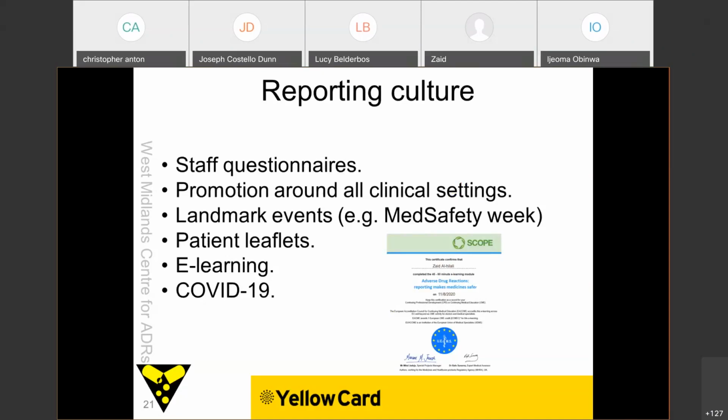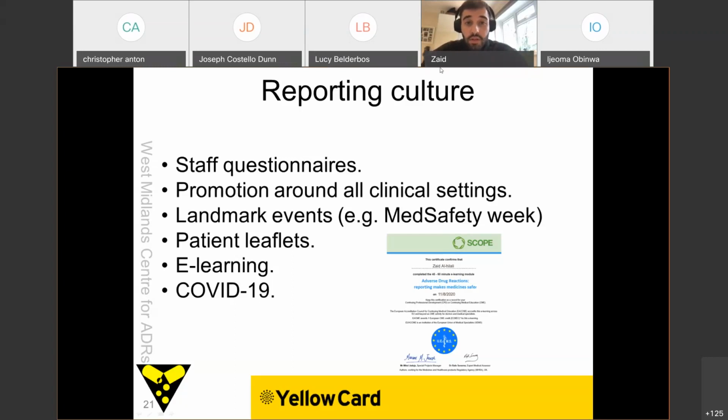So we use the term a reporting culture quite a bit. It goes hand in hand with the yellow card scheme, and it's something that can always be improved, can always be developed, and it involves really the attitudes of reporters in healthcare settings and the techniques they use about making yellow card reports. So staff questionnaires are quite a useful foundation to get an idea of where everyone's knowledge is with reporting and attitudes, the way they go about reporting, and things like that.